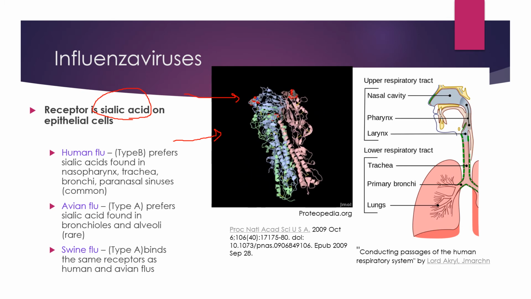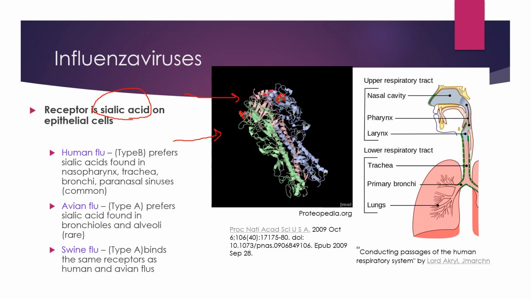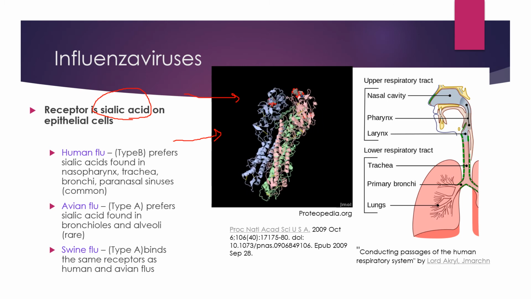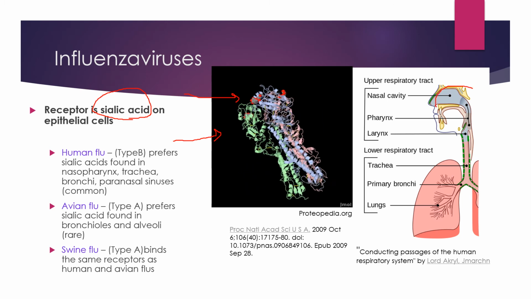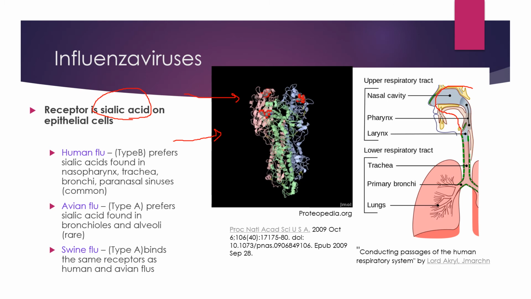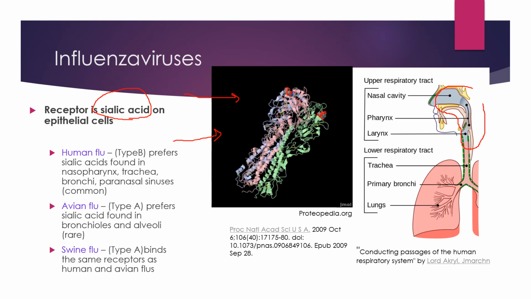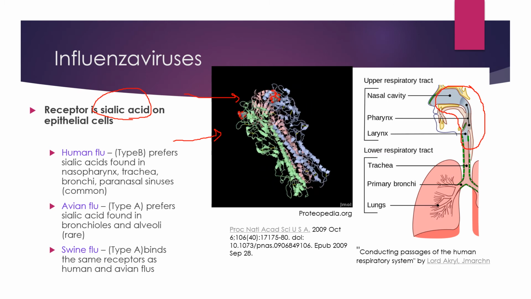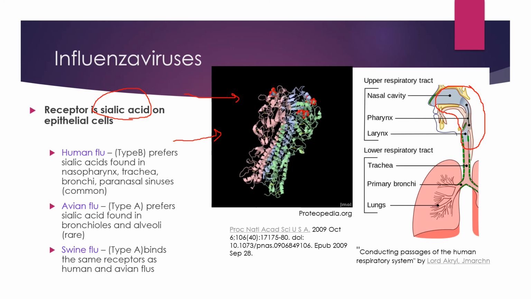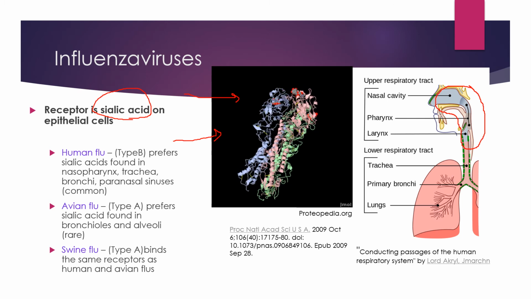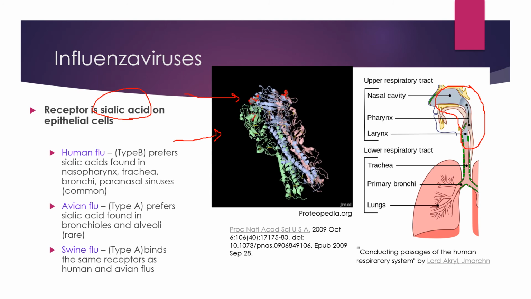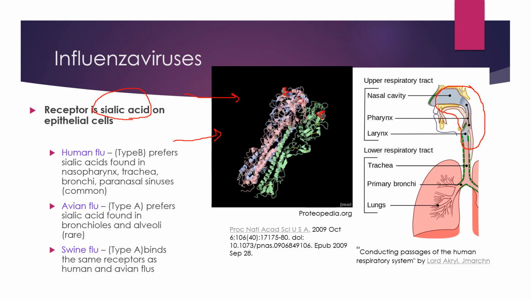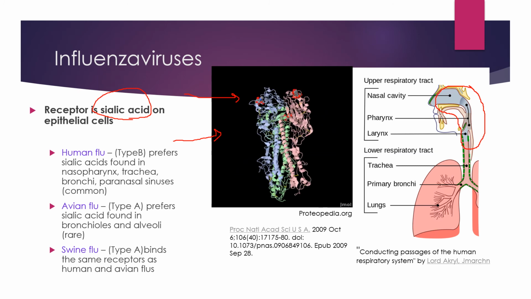It's interesting because type B influenza tends to prefer the sialic acids that are bound to epithelial cells in the nasopharynx, the trachea, and the bronchi. You'll also find cells in the paranasal sinuses expressing this type of sialic acid. Perhaps the ability of the human flu to bind cells in the upper respiratory tract is responsible for the symptoms that we see, like sore throat, cough, runny nose, sneezing, fatigue.